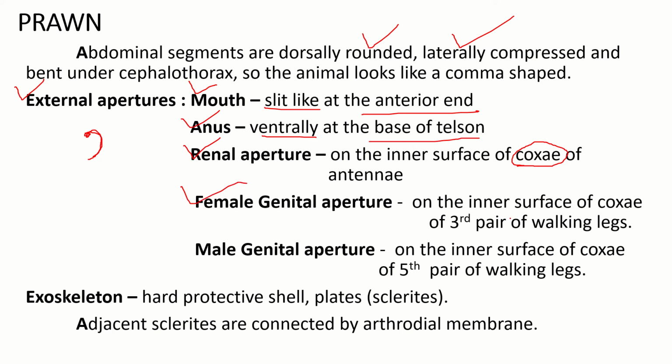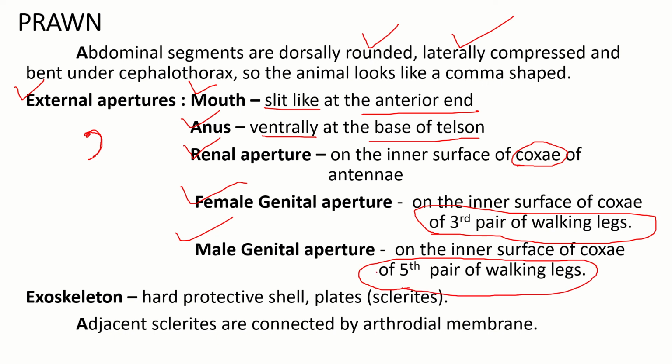The female genital aperture is on the inner surface of the coxa of the third pair of walking legs, and the male genital aperture is found on the inner surface of the coxa of the fifth pair of walking legs. So the female aperture is at the base of the third pair of walking legs, and the male genital aperture at the base of the fifth pair of walking legs.